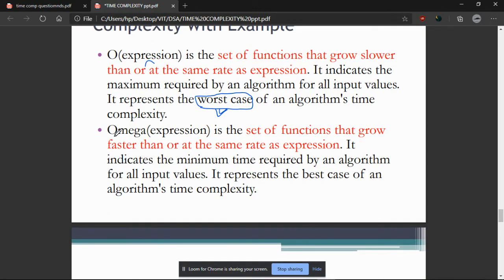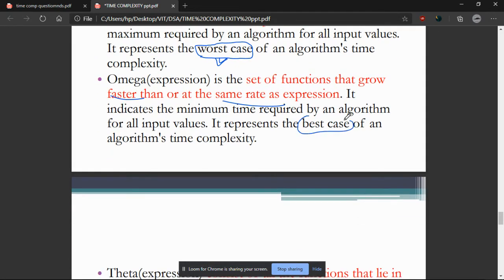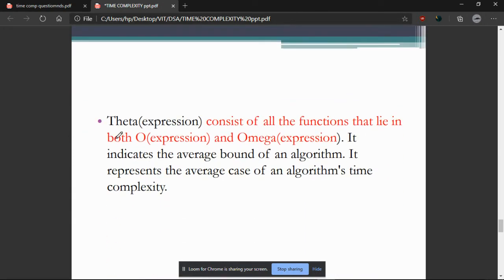So we see omega, which is the set of functions that grow faster than or at the same rate as the expression. Big O grows slower than or the same; this is faster than or the same rate. It is omega. It is considered in the best case. And the remaining is theta, which you can probably guess is for the average case. It consists of all functions that lie between both O and omega.